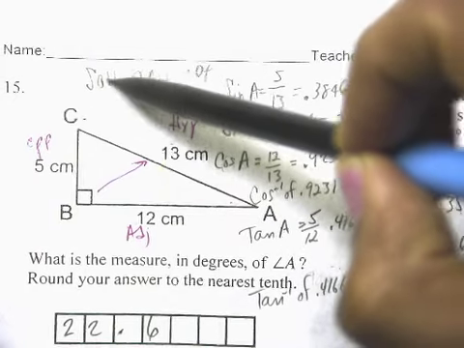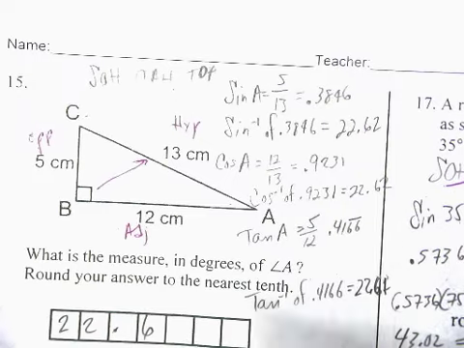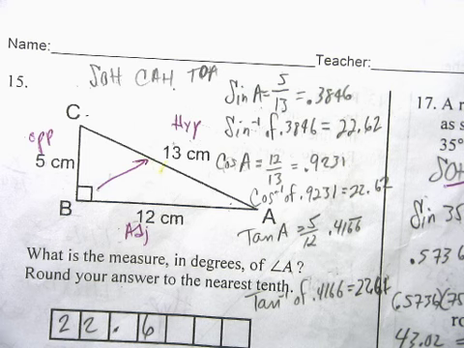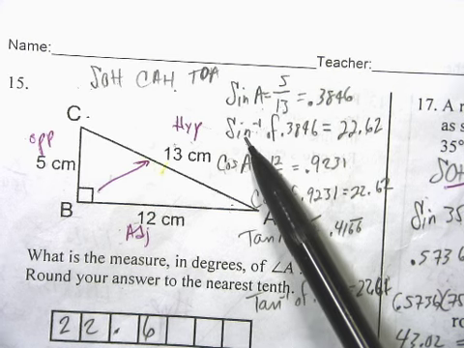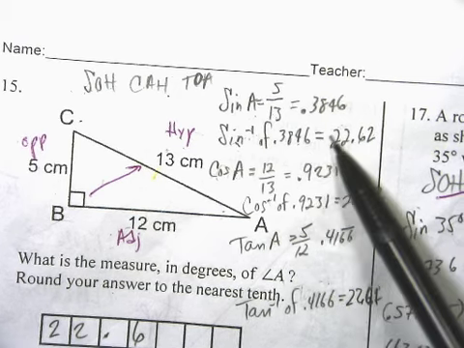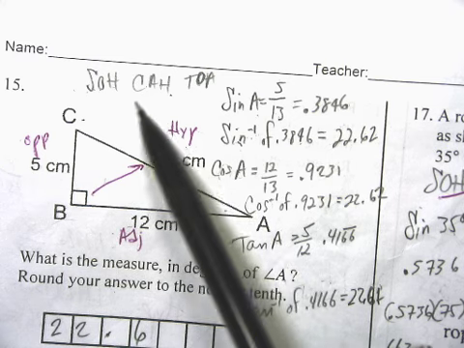Okay? So the sine function is the opposite over the hypotenuse, which is 5 over 13. Here it is. 5 over 13 is 0.3846, right? But remember, when you want to get the angle, you have to use the inverse function. When I take the inverse function of that decimal, I got 22.62.